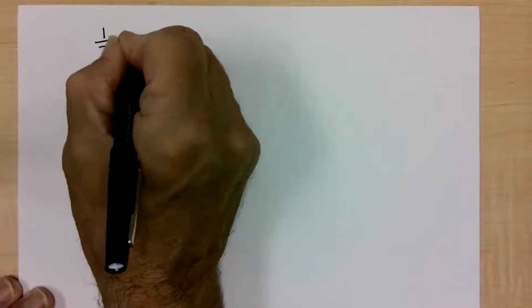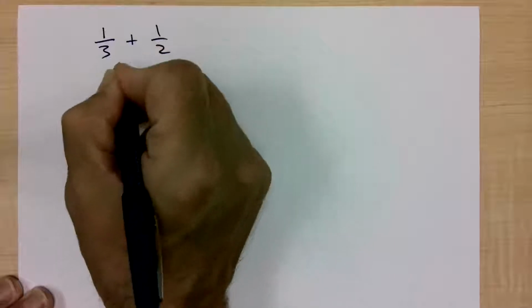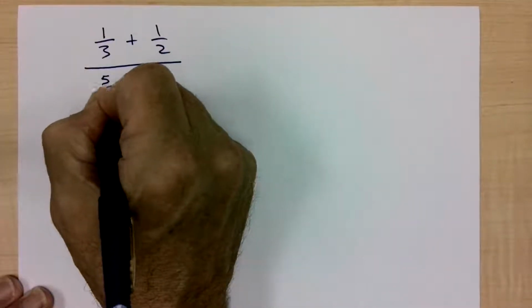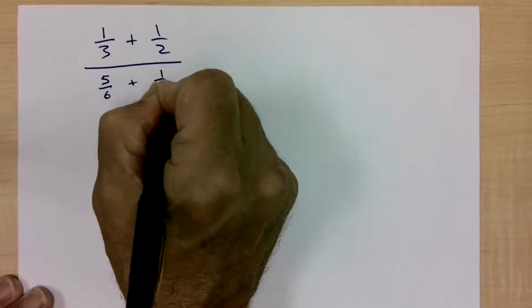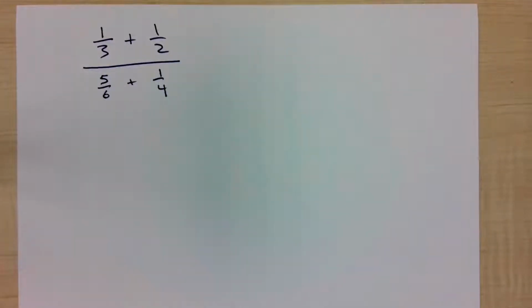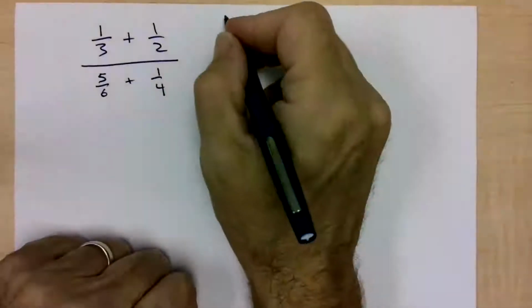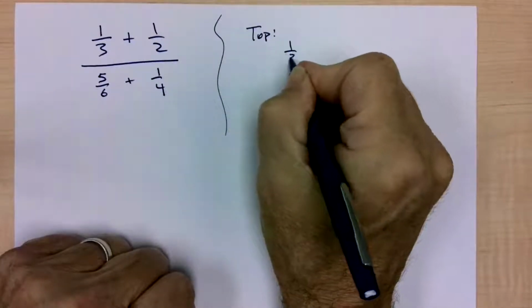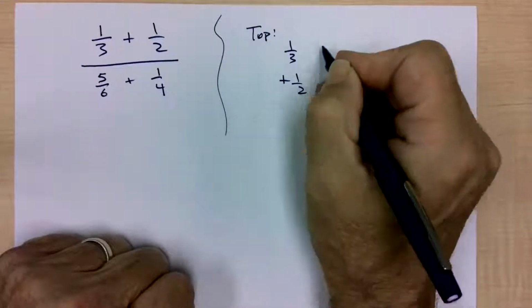The first example I will give you is 1/3 plus 1/2, all over 5/6 plus 1/4. What we're going to do is simplify the numerator, simplify the top, simplify the denominator, the bottom, and then divide them. So the top part here is 1/3 plus 1/2.